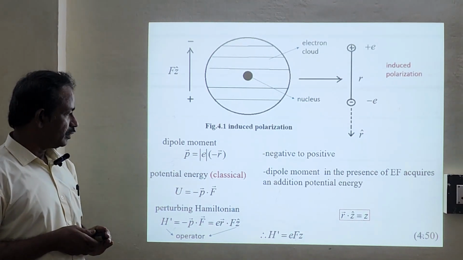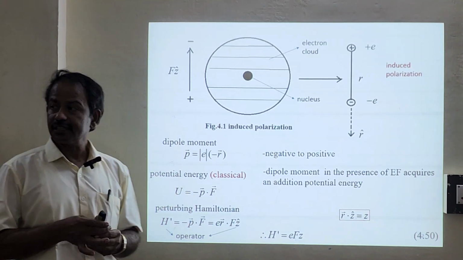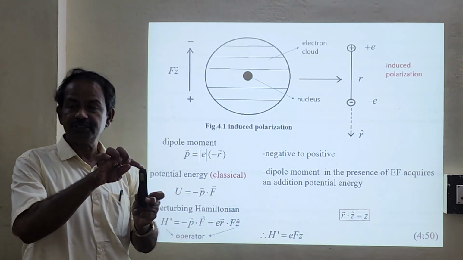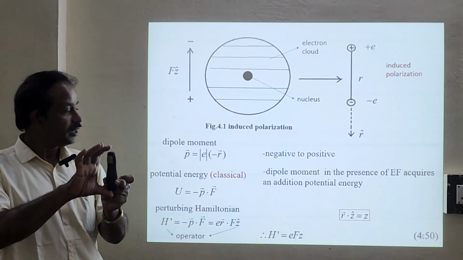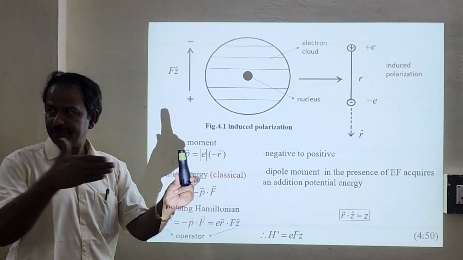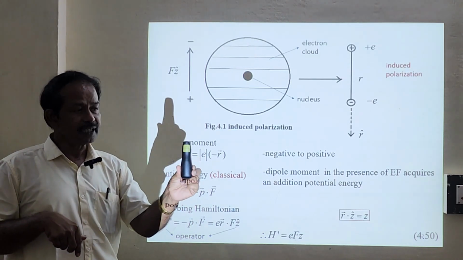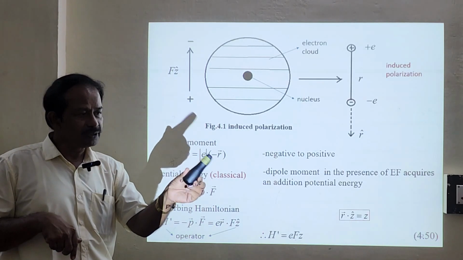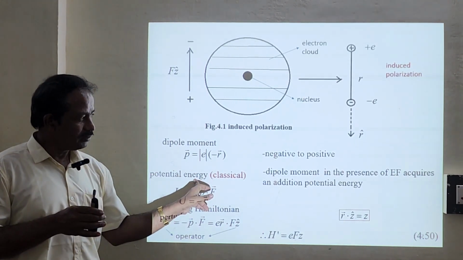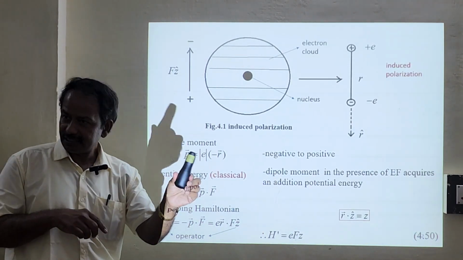Now we take the expression for the potential energy. Suppose we consider this is a stretched atom, with a positive charge here and a negative charge there, and this is the dipole moment. Now you apply the electric field in this direction. The moment you switch it on, what will happen? This dipole moment will rotate like this, so it will have potential energy. The dipole moment in the presence of an electric field acquires an additional energy.